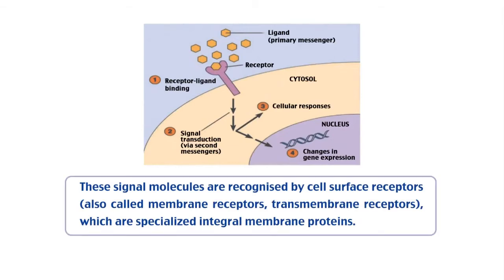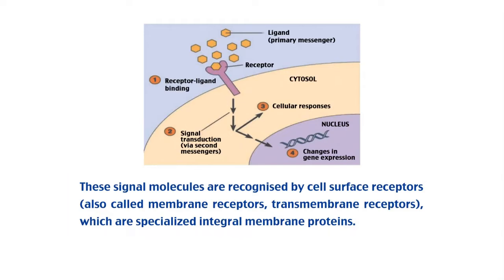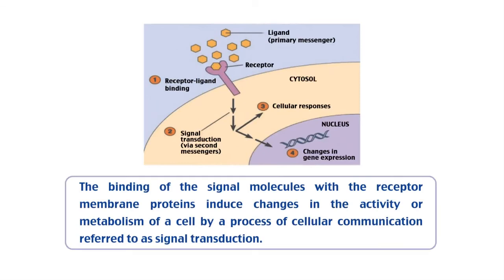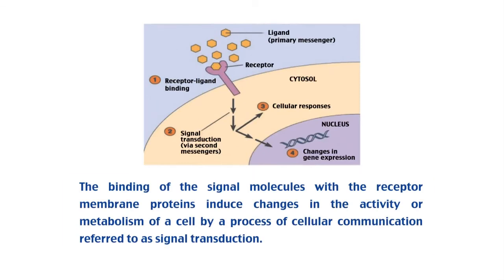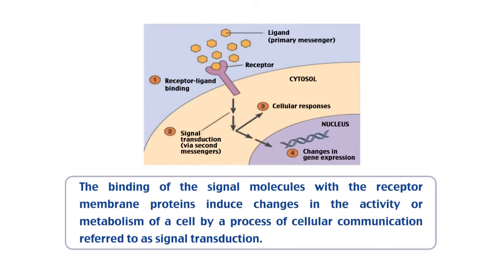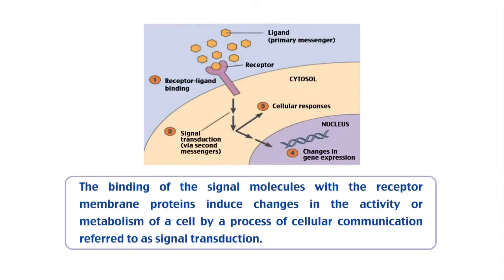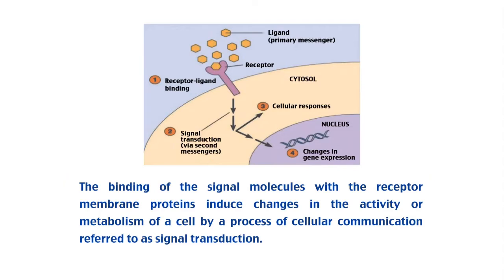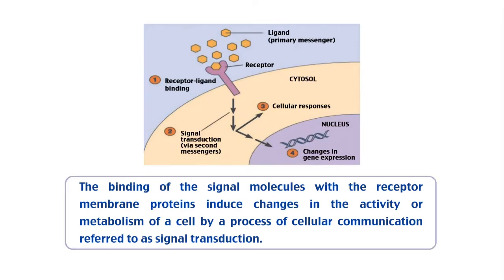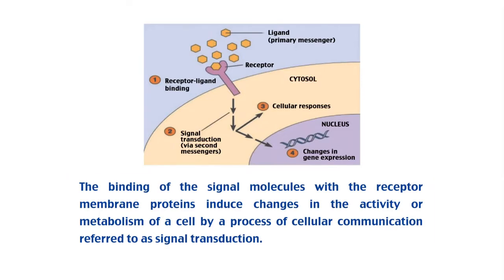These signal molecules are recognized by cell surface receptors, also called membrane receptors or transmembrane receptors, which are specialized integral membrane proteins. The binding of the signal molecules with the receptor membrane proteins induces changes in the activity or metabolism of a cell by a process of cellular communication referred to as signal transduction.